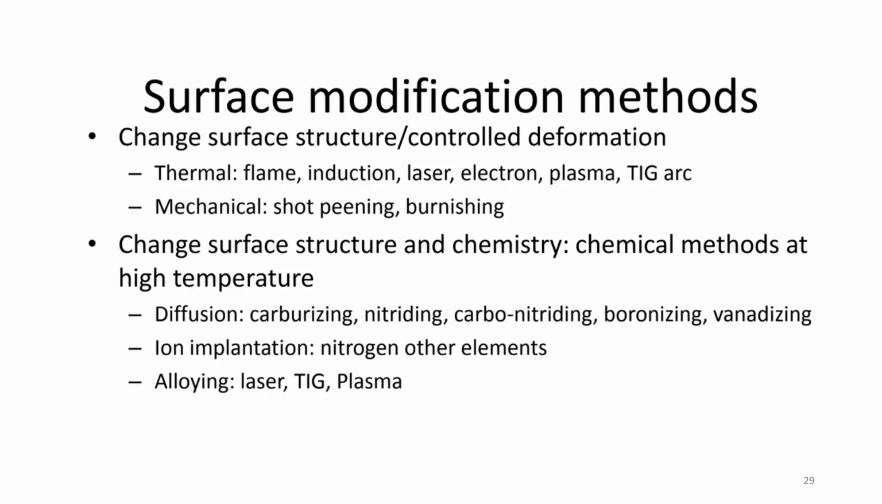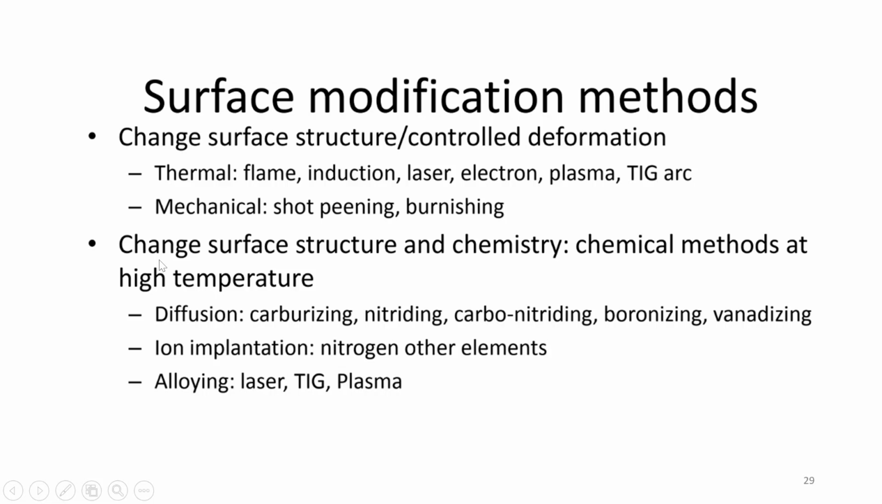Okay, next we have surface modification methods, and the classification is based on whether there are some chemical changes or not. So first is change in surface structure or controlled deformation. It can be based on thermal and mechanical. In case of thermal, we have flame, induction, laser, electron, plasma and TIG arc. In case of mechanical, we have shot peening and burnishing.